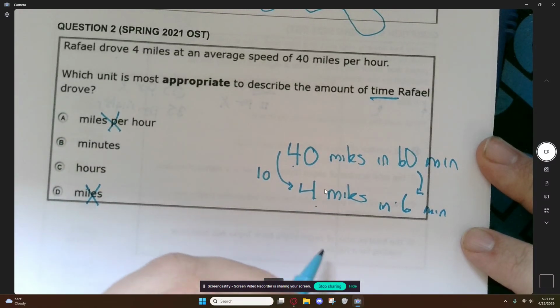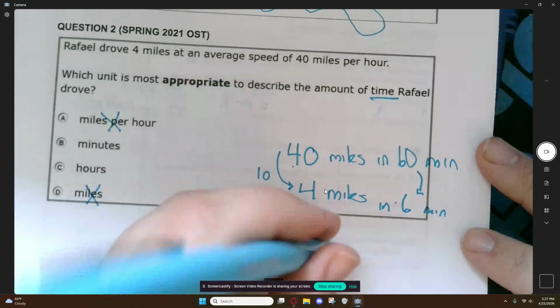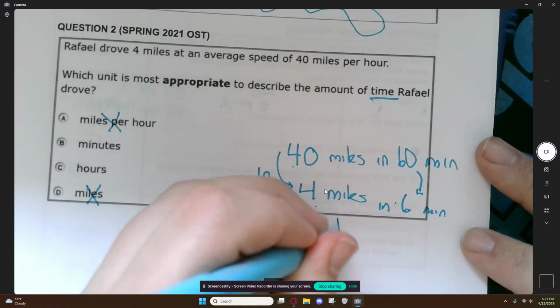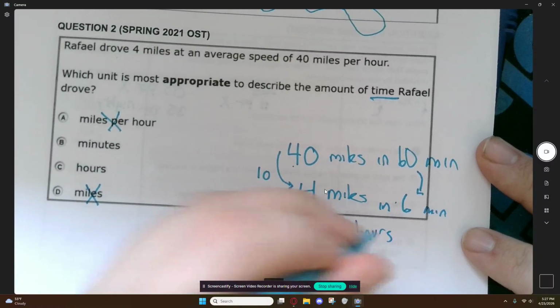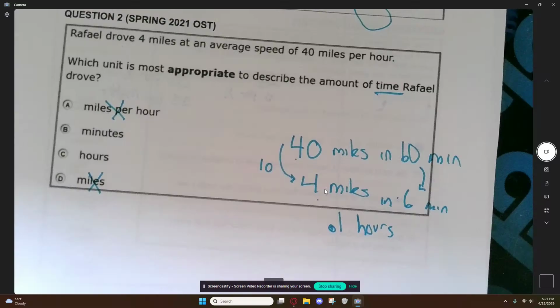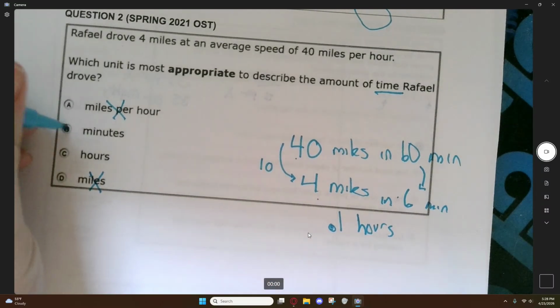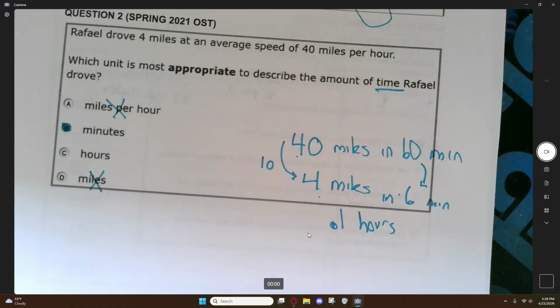If you drove 4 miles in 6 minutes, would you tell someone, I drove it in 6 minutes? Or would you say, I drove it in 0.1 hours? Typically, if you're going less than 1 hour, you would say the number of minutes. I mean, maybe if you were like 55 minutes, you'd say it was just about an hour. But this isn't close to an hour. You would just say a few minutes.